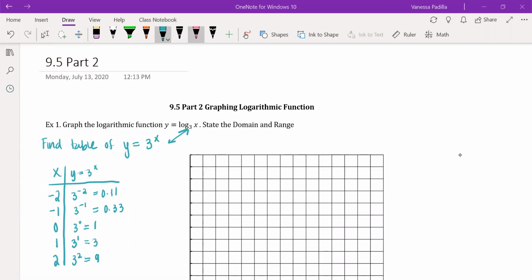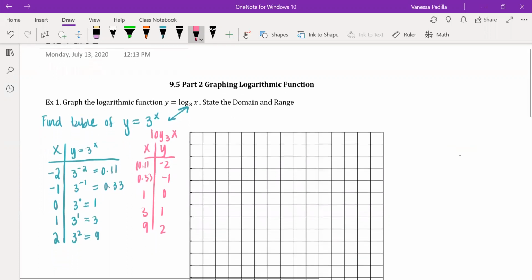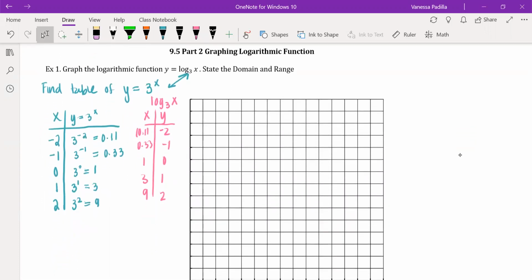And if I want to find the inverse, remember, if these are our points, to find the inverse of these points, we switch the x's and the y's. So I'll make a new table, and I'll switch the x's and the y's. And so this is log base 3 of x. So we're going to go ahead and graph this.